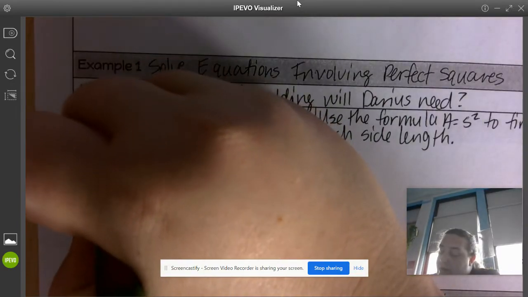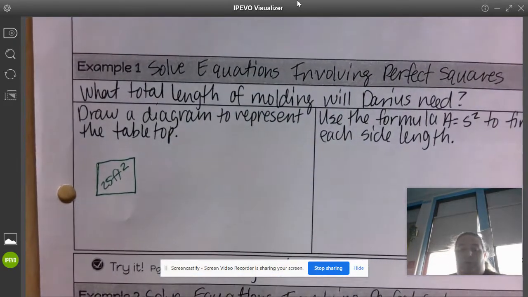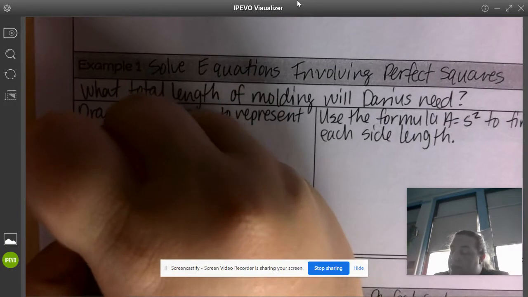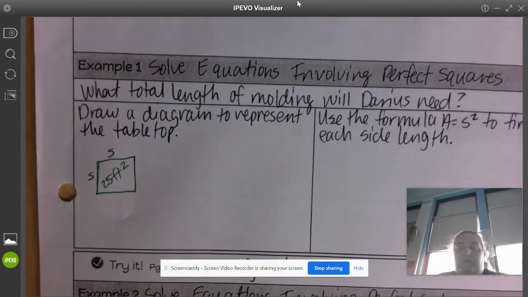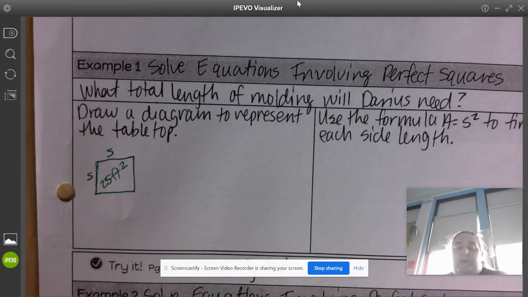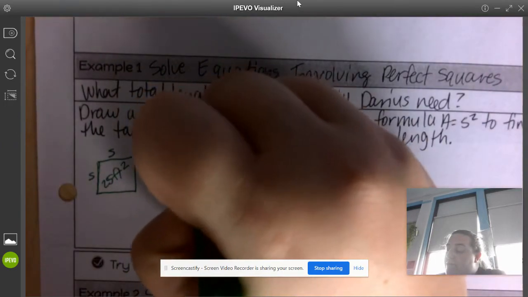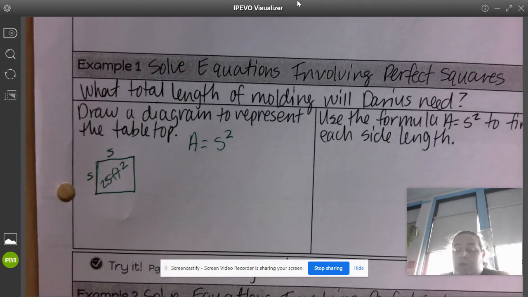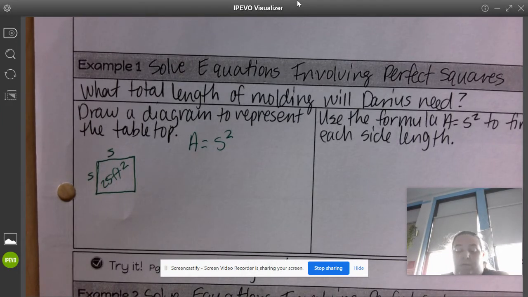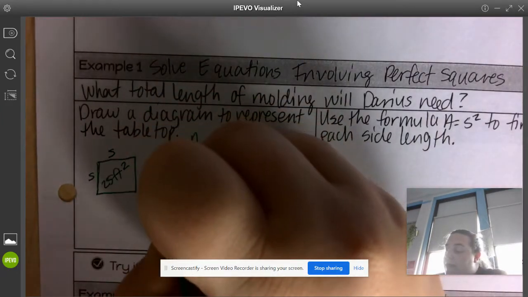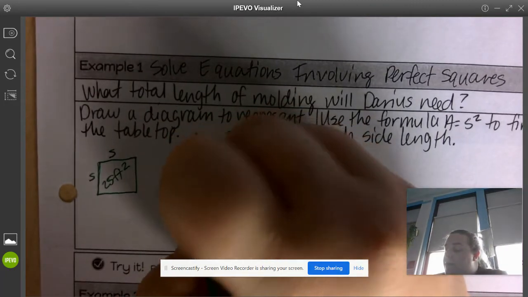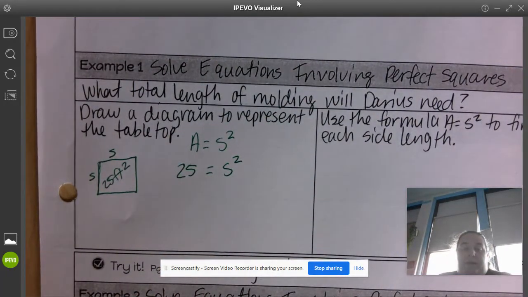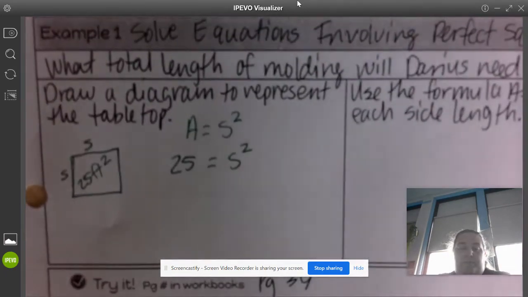So we know that the area of the square is 25 feet squared. What we don't know is what each side length is. However, we do know that squares are based off of side times side, when you multiply a number by itself. So we know that to find the area of a square, it's S squared. That's where that formula comes from. So we're going to replace this with what we know. We know the area is 25 feet squared. We still don't know what that side is, though. That's what we're trying to figure out.